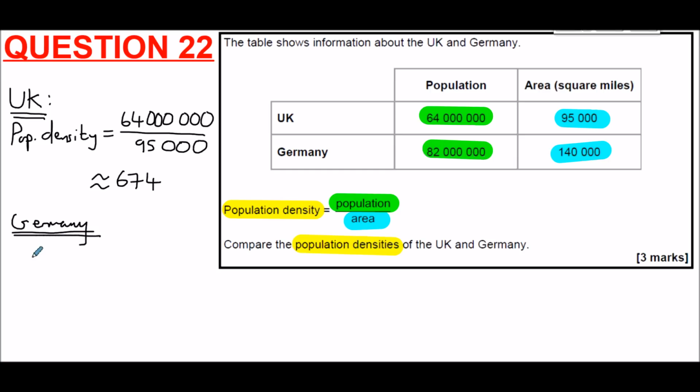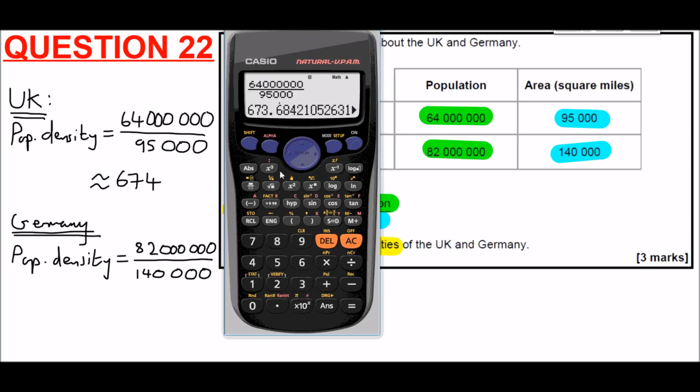So for Germany, the population density is going to be the population of Germany, which is 82 million. So more people living in Germany. We're going to divide that by the area of Germany, which is 140,000. So again, we can treat this like a fraction, like we did last time, or you could do it as a straight division. Doesn't entirely matter.